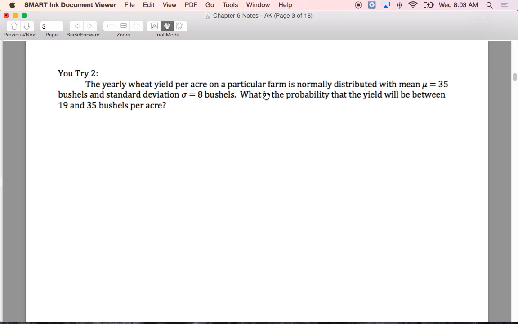So it says the yearly wheat yield per acre on a particular farm is normally distributed with a mean of 35 bushels and a standard deviation of 8 bushels. What is the probability that the yield will be between 19 and 35 bushels per acre? So draw the picture, because some of us need that picture. I know some of you don't. Some of us do need to see that curve here.